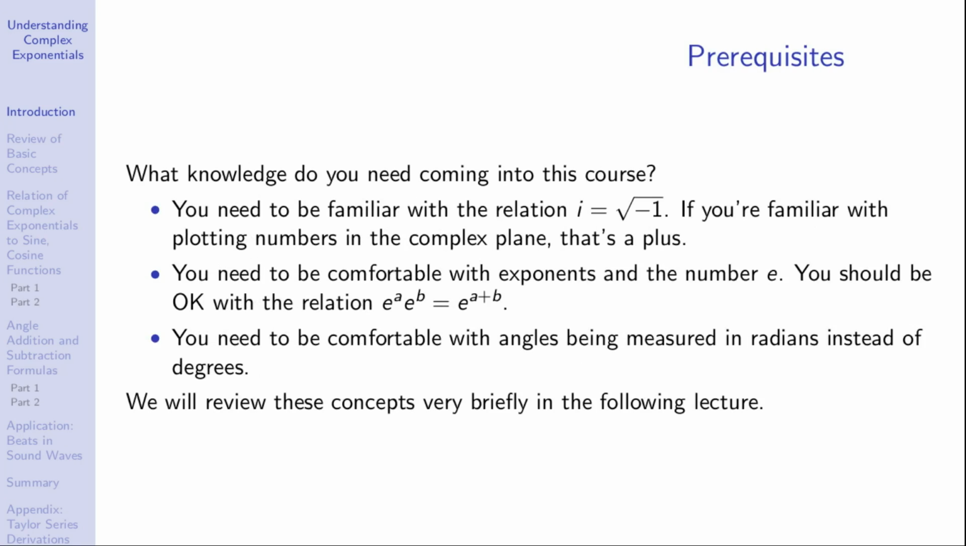Okay, so what knowledge do you need coming into this course? You need to be familiar with the relation i equals the square root of minus 1. If you're familiar with plotting numbers in the complex plane, that's a plus. You need to be comfortable with exponents and the number e. You should be okay with the relation e to the a times e to the b equals e to the a plus b. You also need to be comfortable with angles being measured in radians instead of degrees. However, we will review these concepts very briefly in the following lecture.